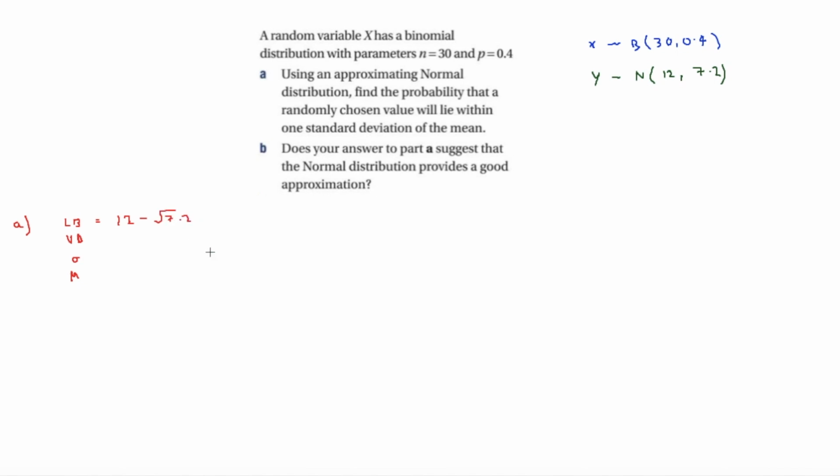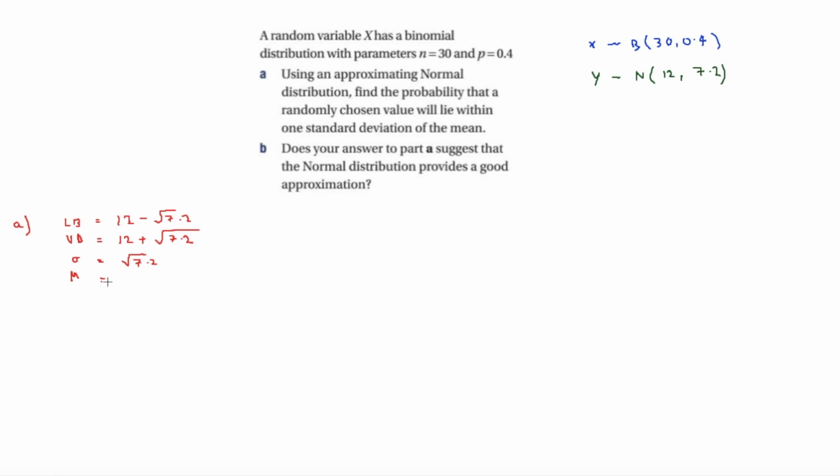We've got this because it asks us to find a probability that a randomly chosen value will lie within one standard deviation of the mean. So there's going to be the mean minus the standard deviation, and then the upper bound is going to equal the mean, 12, plus the standard deviation. So that time it's 12 plus root 7.2. Then the standard deviation is going to be root 7.2.